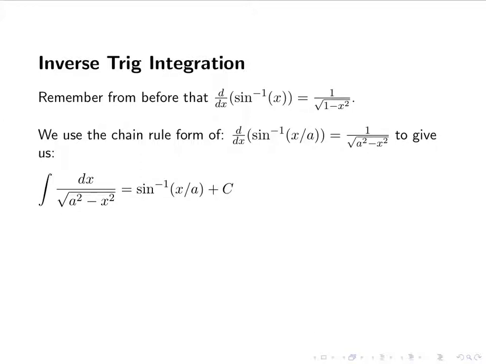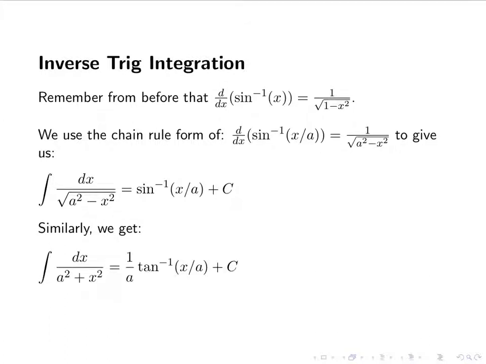We're also going to use the inverse of tangent, which is very similar. We get dx over a squared plus x squared. Remember that 1 over 1 plus x squared was the derivative of tan inverse of x. So again, we're going to do tan inverse of x over a. And because we don't have the square root anymore, we're ending up with an extra 1 over a here. So we get the integral of dx over a squared plus x squared is 1 over a tan inverse of x over a plus a constant.